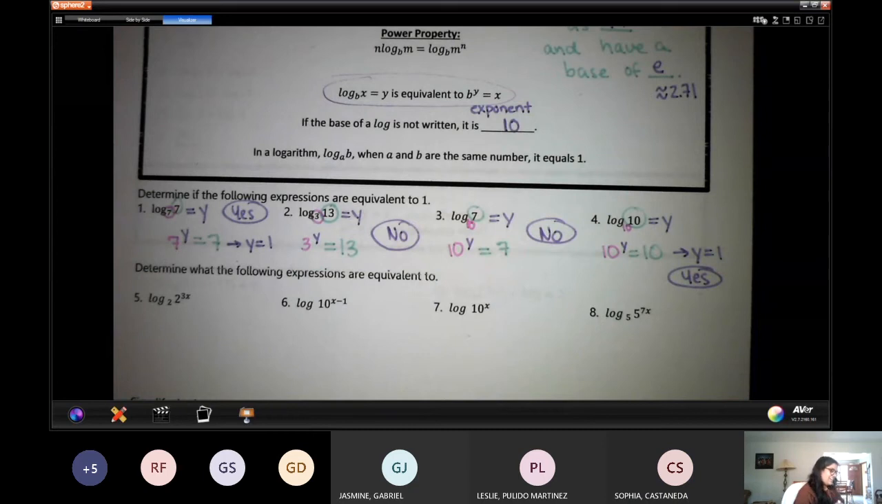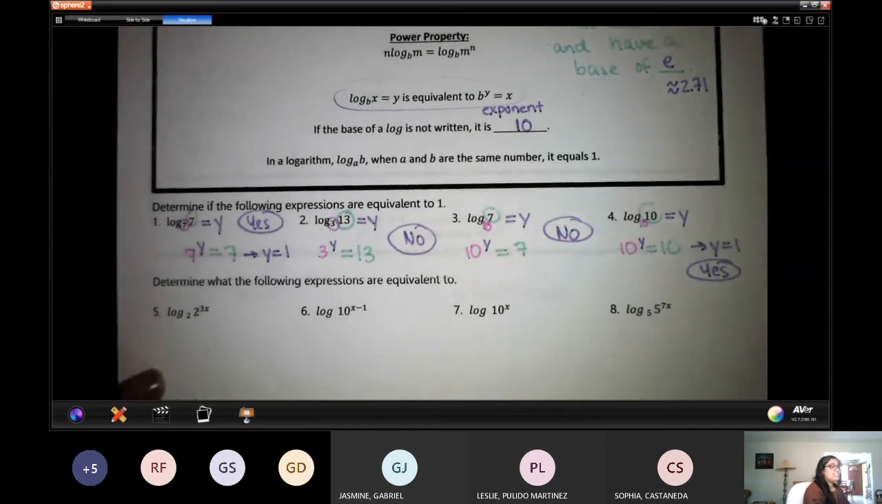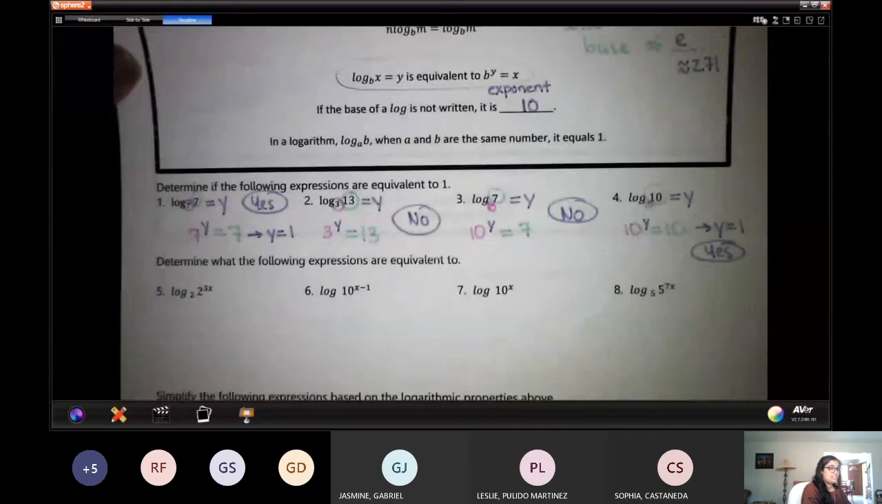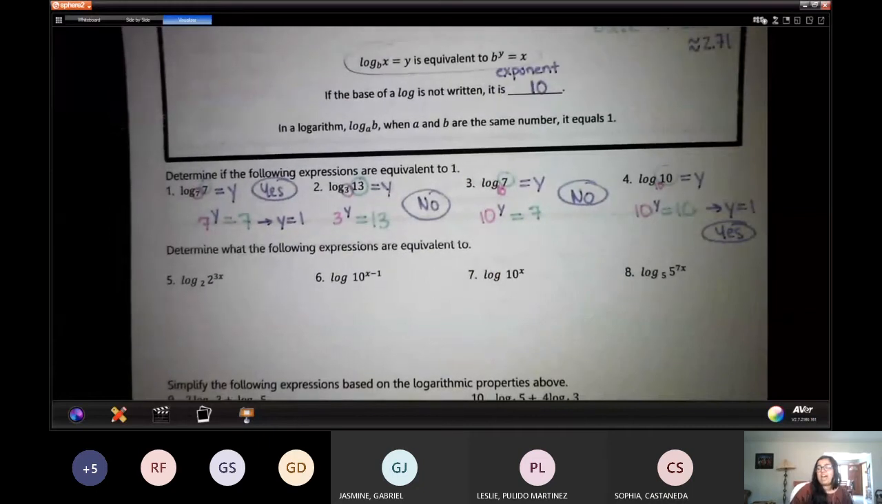All right, so let's go ahead and do these next ones. So these are a little bit different. Here, what we're going to do is we're going to use our log rules to some extent. So, oh dear. This should be fun.